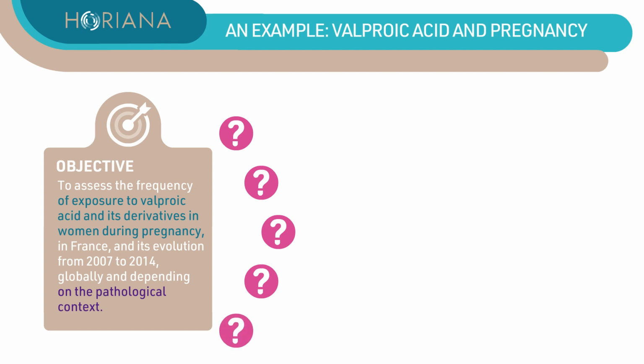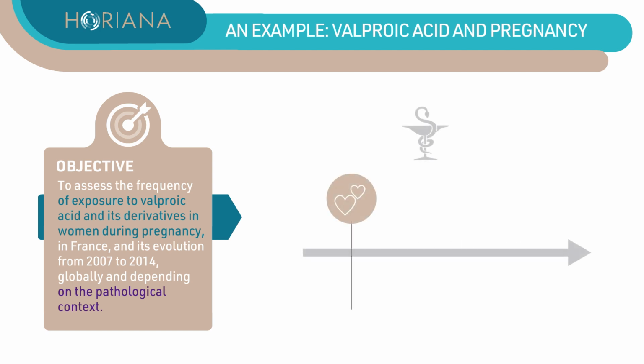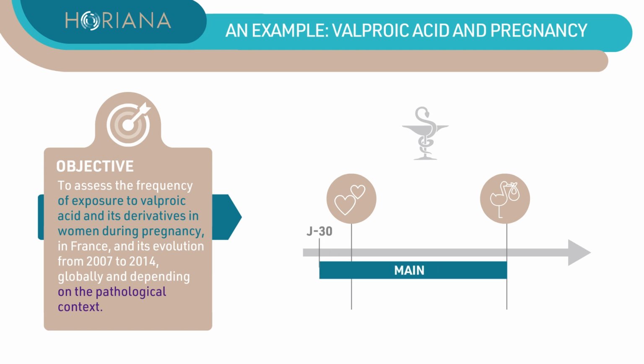Consider two examples of the sensitivity analysis performed. Exposure to valproic acid was measured on the basis of dispensed drugs in city pharmacies. In the main analysis, a woman was considered to be exposed to a given treatment during her pregnancy if this treatment was dispensed to her during her pregnancy or during the 30 days preceding the start of the pregnancy.